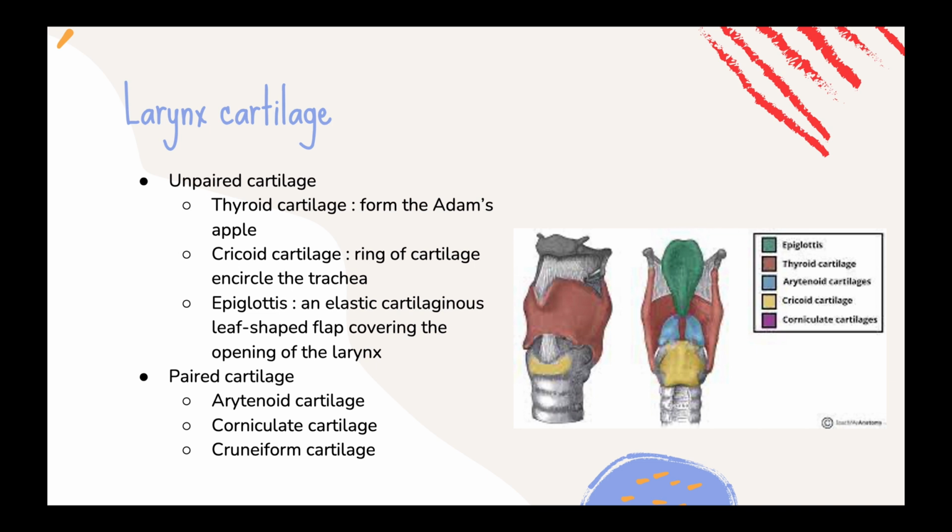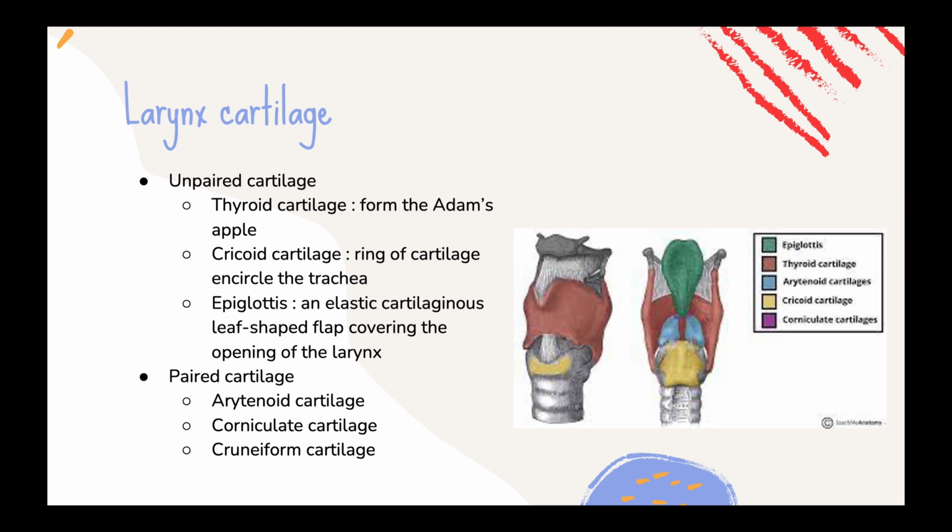Next is the laryngeal cartilage. The laryngeal cartilage can be divided into two: unpaired cartilage and paired cartilage. So first there is the thyroid cartilage, which forms the Adam's apple, and then the cricoid cartilage. This one is the ring of cartilage that encircles the trachea, and the epiglottis. This one is an elastic cartilaginous leaf-shaped flap covering the opening of the larynx.